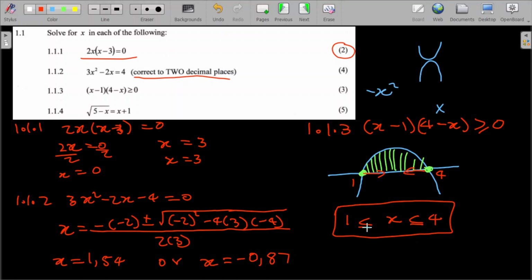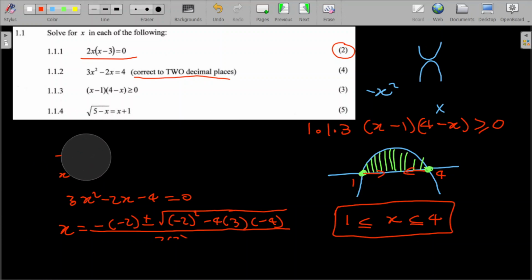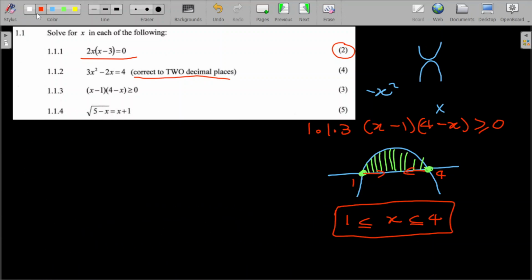Now let's go into this one here, which is 1.1.4, but let me just get a space for that question. So 1.1.4 is the square root of 5 minus x is equals to x plus 1. So this question, now that we know that we must get rid of the square root, how do we get rid of a square root? We square both sides, and this squared is going to cancel this.